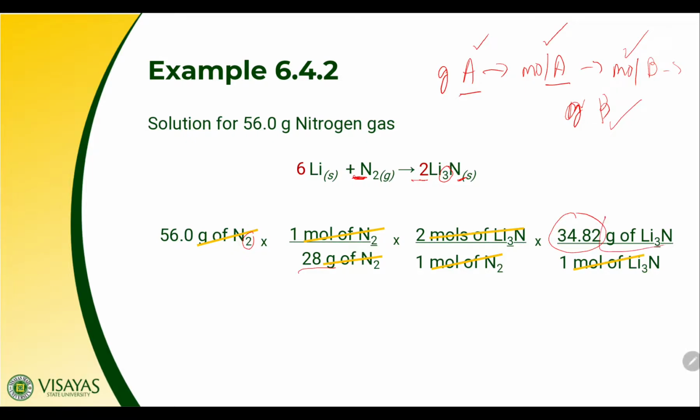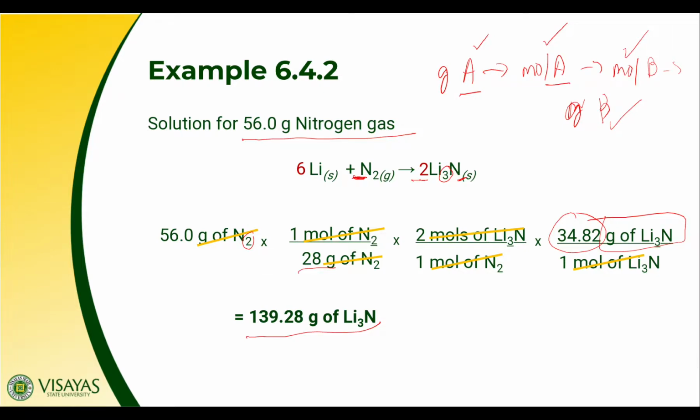So what we get now is gram lithium nitride, which is required in the problem. Okay, again we multiply all the numbers in the numerator divided by the numbers in the denominator, and we get 139.28 grams of lithium nitride. Okay, so remember this value. From 56 grams of nitrogen gas, we can produce 139.28 grams of lithium nitride.